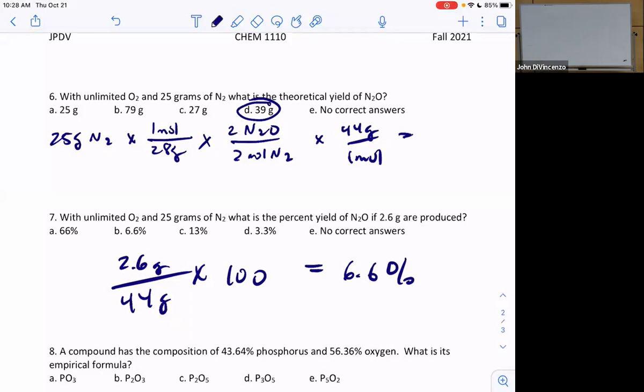You were going to say the same thing? 39 grams. You divided it by 39, right? Yeah. You just ignored me. 39 grams. Thank you. 6.6%. Okay. Anything else? Any other mistakes I made?